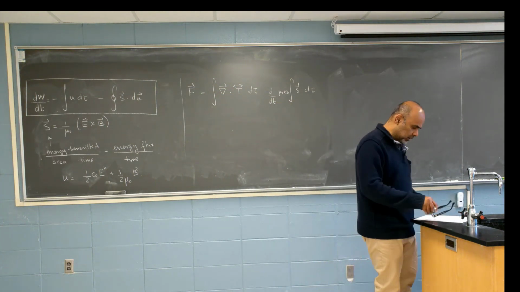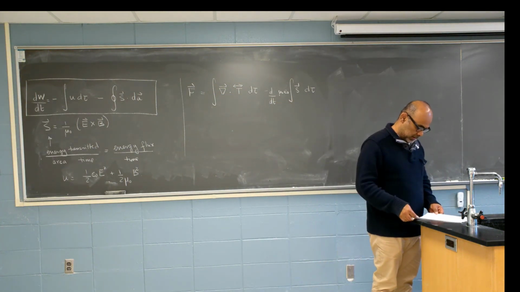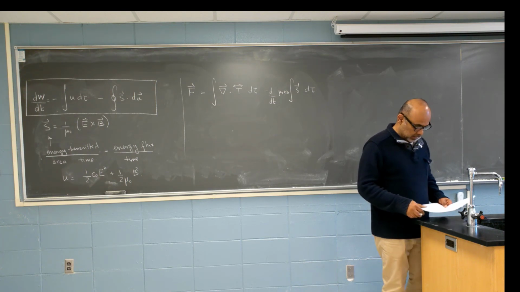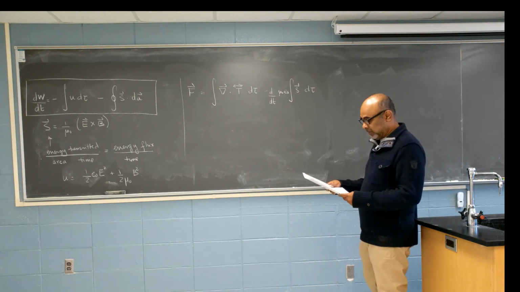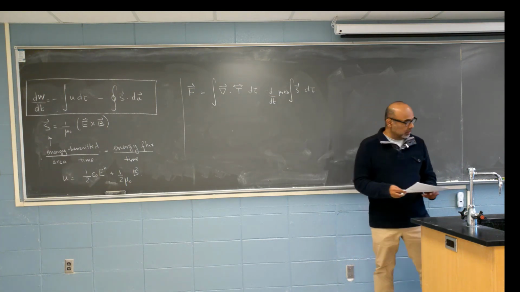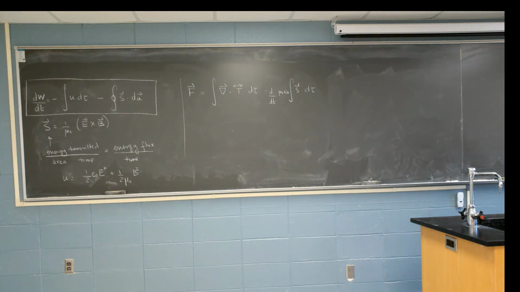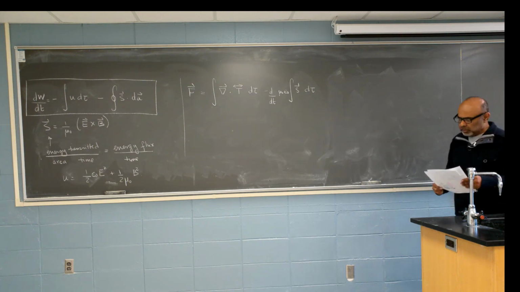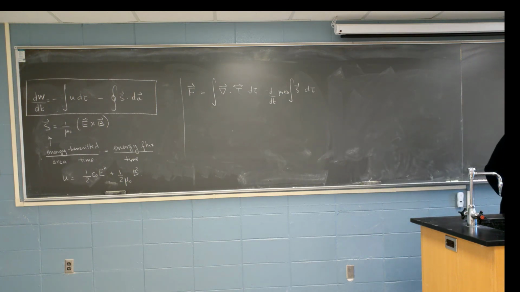Is this very good? Which one? There are several versions of it. T dot dA is the same thing as the divergence of T d tau. Yeah? There's so many rules. I mean, no, it's the divergence theorem. Yeah. So in fact, you know what? We will do it that way.